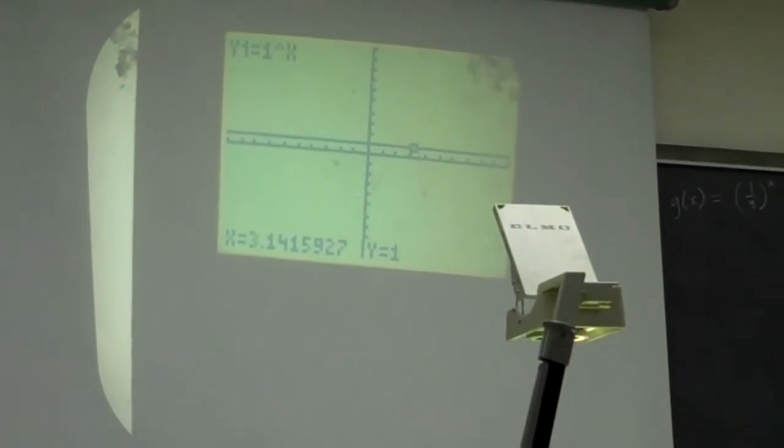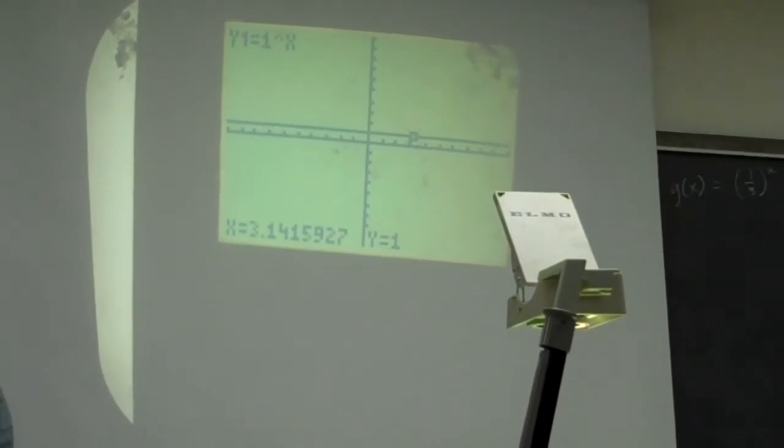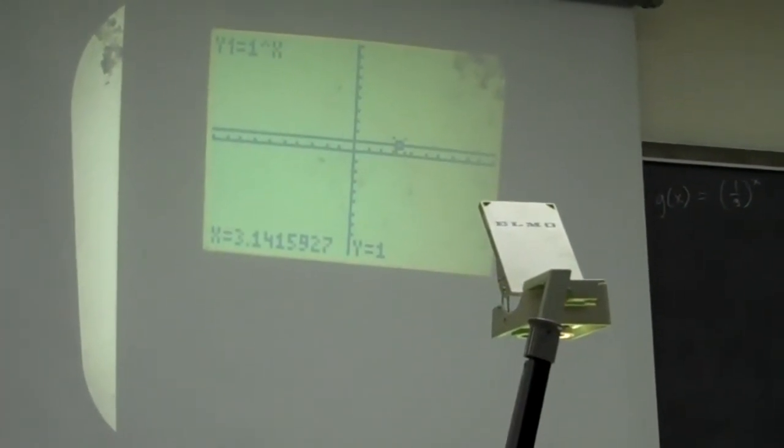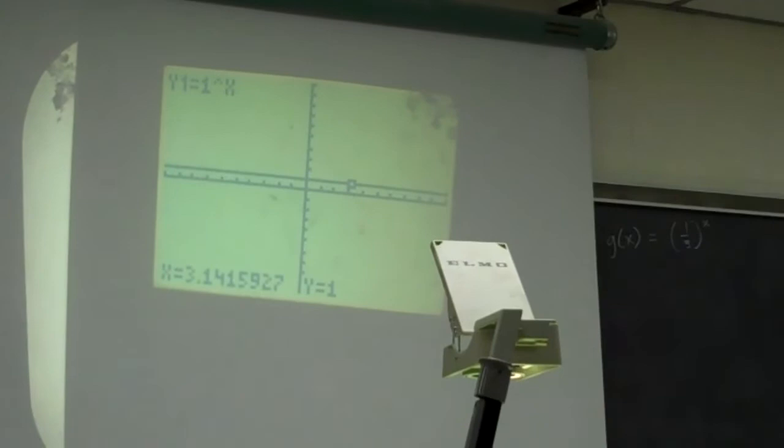So we say for any other positive number though, you're going to get a curve that looks like this, or you're going to get a curve that looks like this, one way or another. Okay?